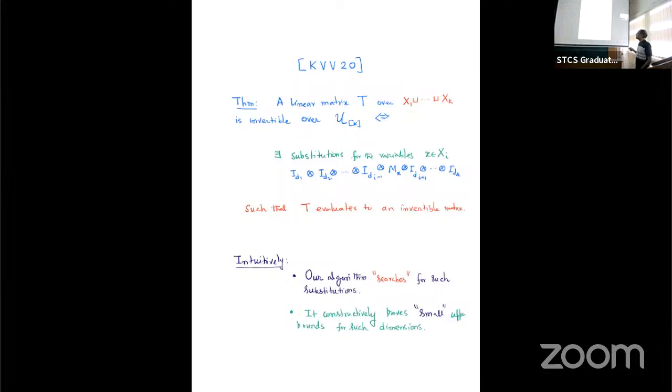So in a sense, our algorithm searches for such a substitution. And it also constructively proves that, since their paper is not constructive. It's a non-constructive argument that such a matrix tuple exists. So our paper proves small upper bounds on these dimensions. They prove these dimensions are finite. We prove that these dimensions are very small. If the size of the matrix is S, the dimensions roughly look like S cubed.